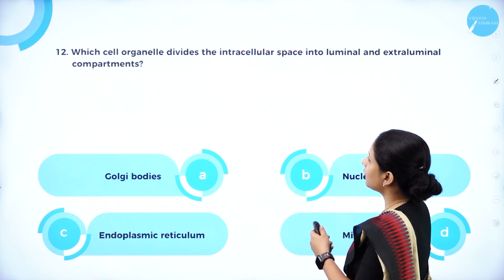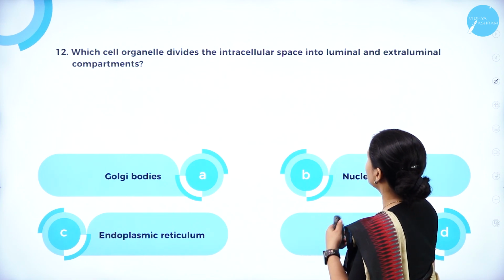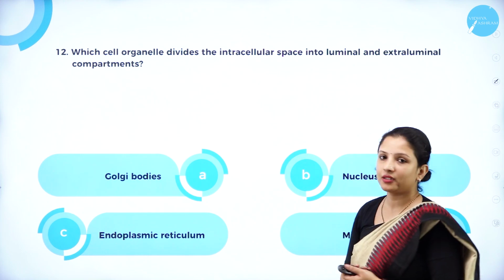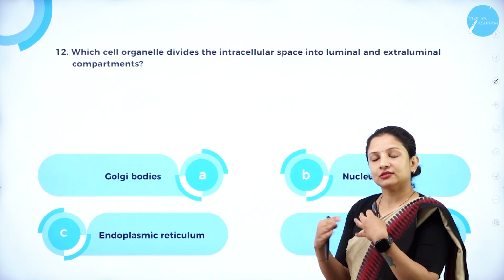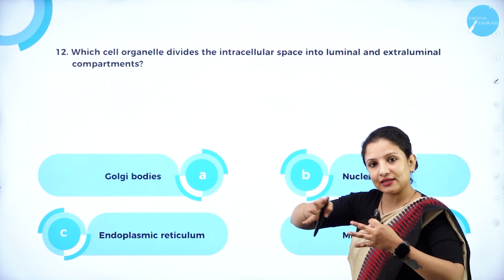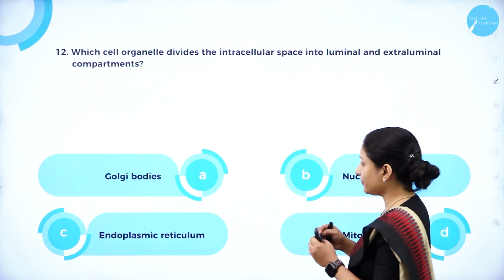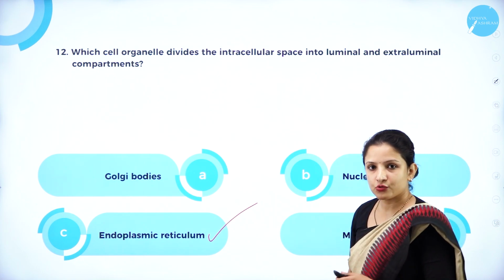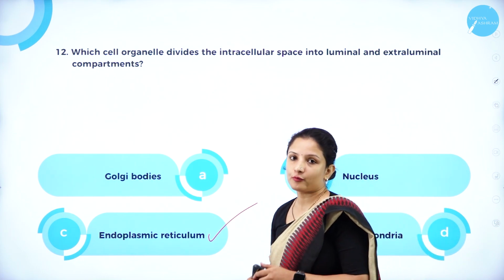Next question, which cell organelle divides the intracellular space into luminal and extraluminal compartments? That is intracellular space in the cytoplasm. When the foldings occur, there is some intracellular space. So, that is done mainly because of the foldings in which one? Endoplasmic reticulum. That is option C.